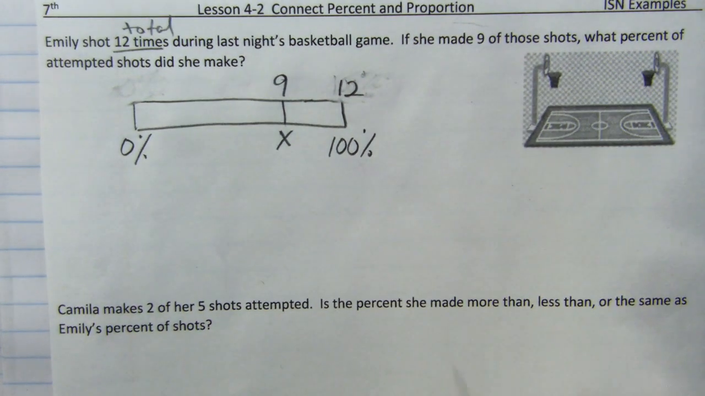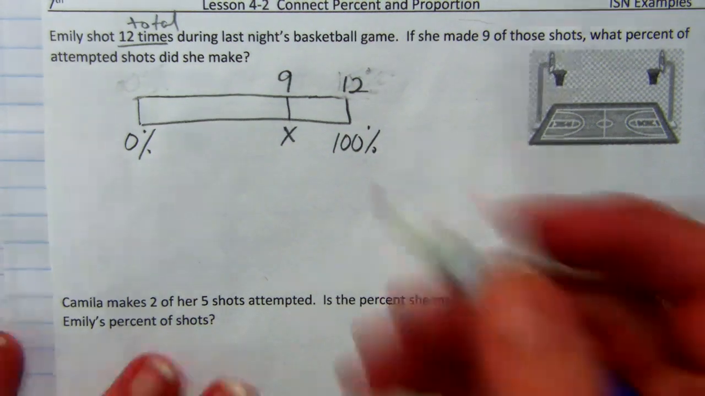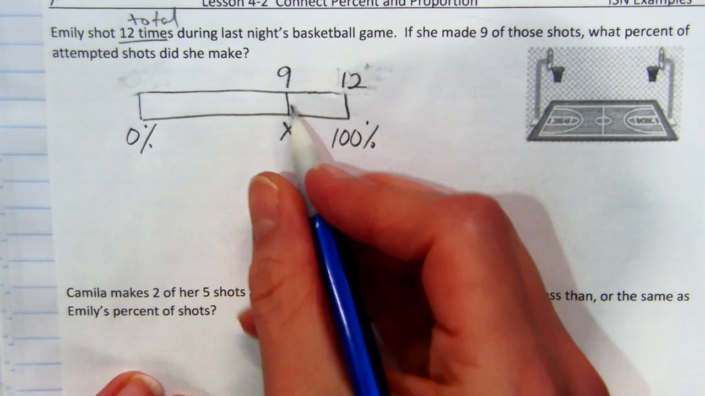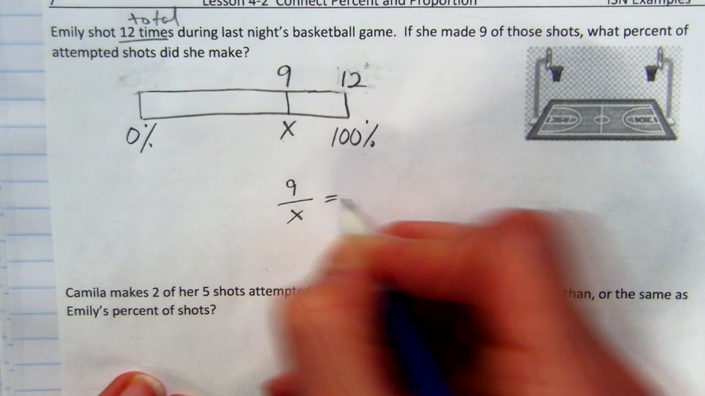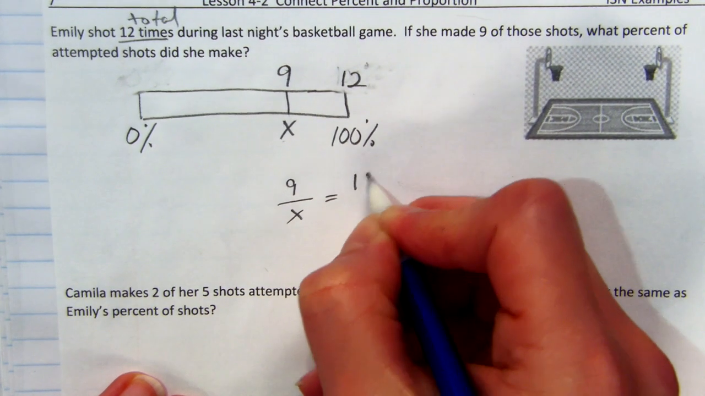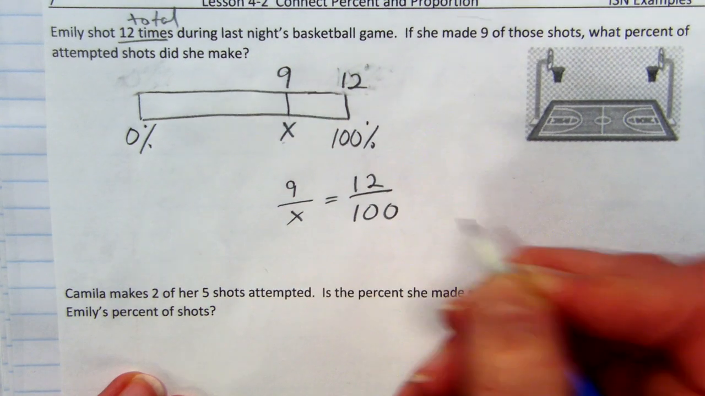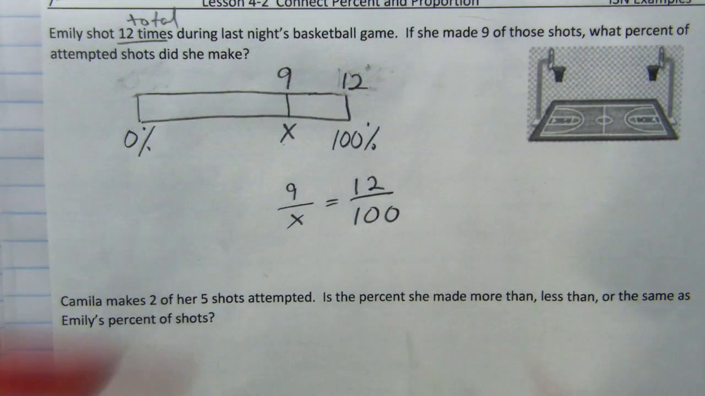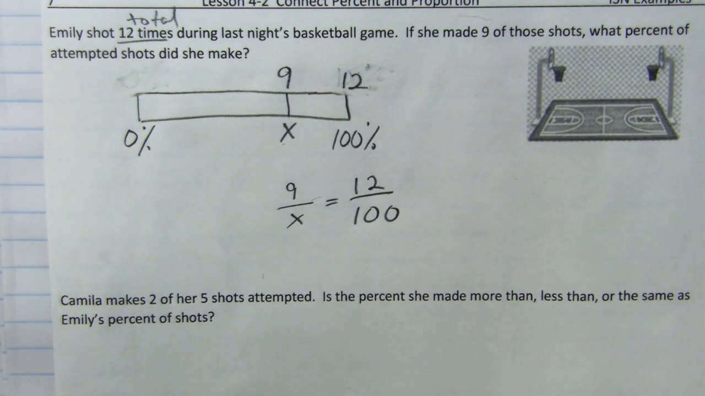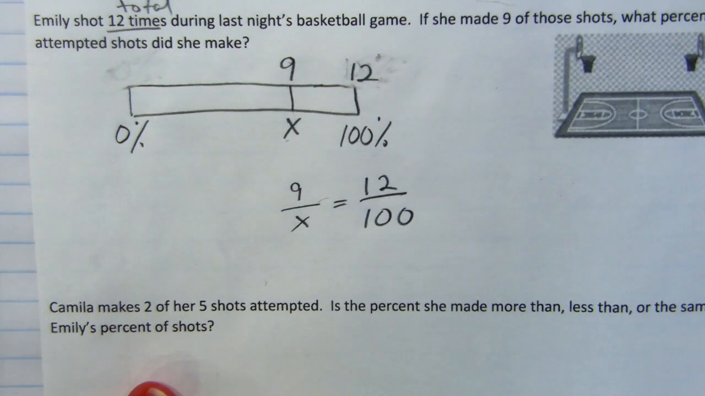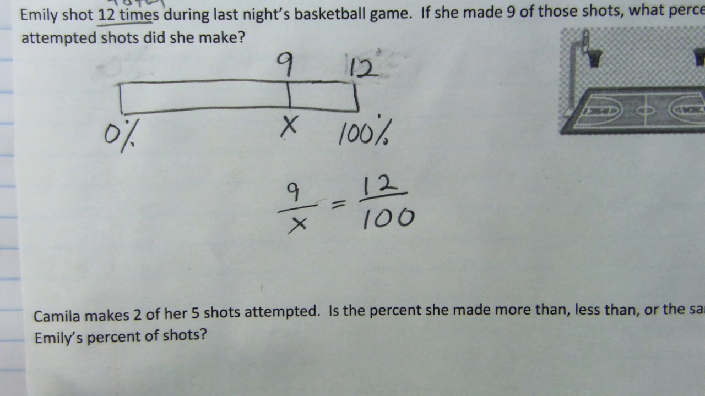Now, you guys could sit and play with this bar a little bit, and you could figure this out, but I want to show you what's cool about using proportions. So if I take the numbers that we have here, 9 over X equals 12 over 100, I can just take them straight out, make them fractions with a little equal sign, and now it's a proportion that I can just solve the way that we solve proportions.